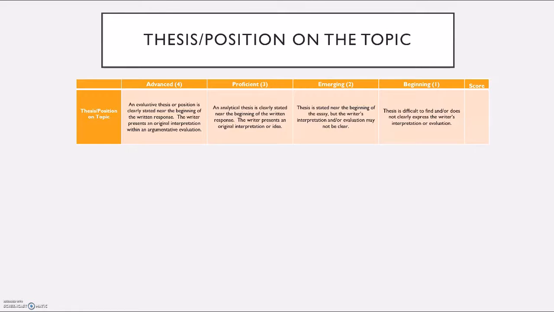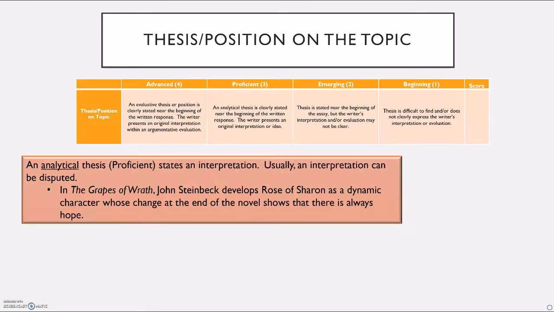To score at the proficient level, an analytical thesis must be clearly stated near the beginning of the written response, and the writer will present an original interpretation or idea. This means that the writer has developed an idea independently rather than repeating something discussed in class. An analytical thesis states an interpretation. Usually an interpretation can be disputed. Here's an example of an analytical thesis.